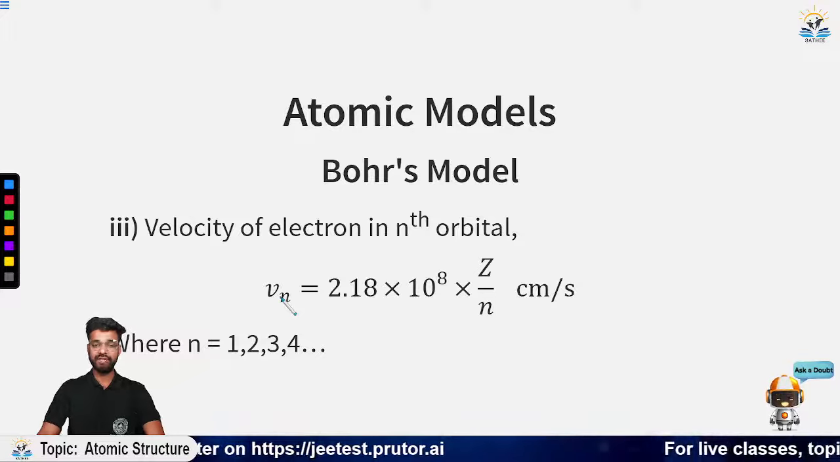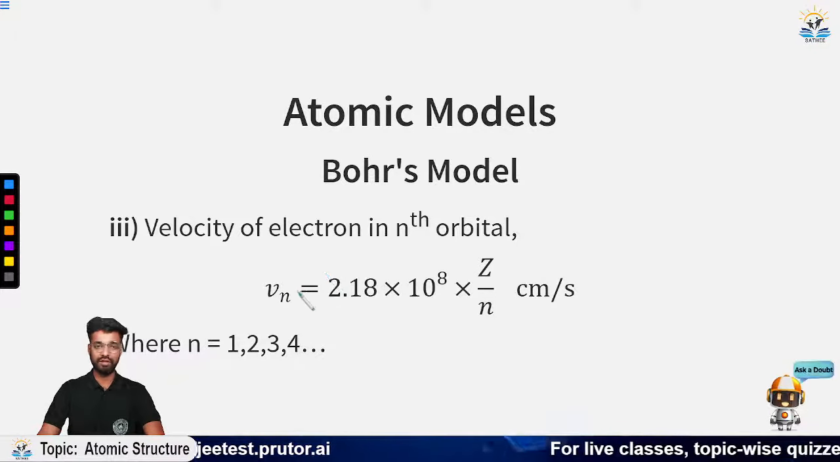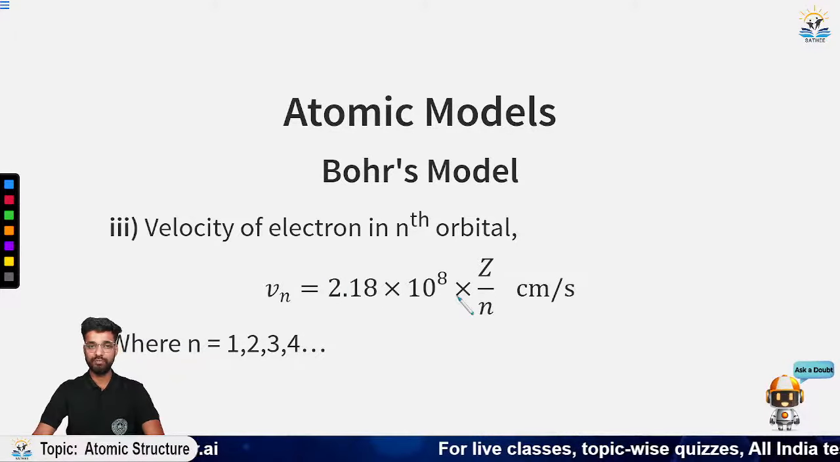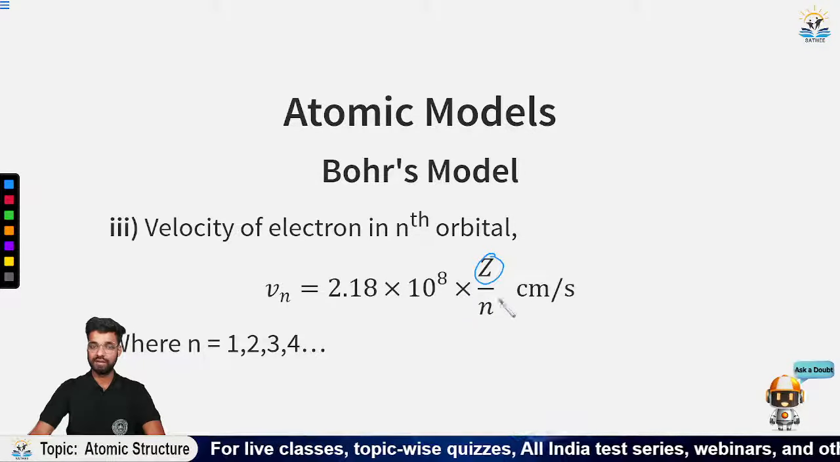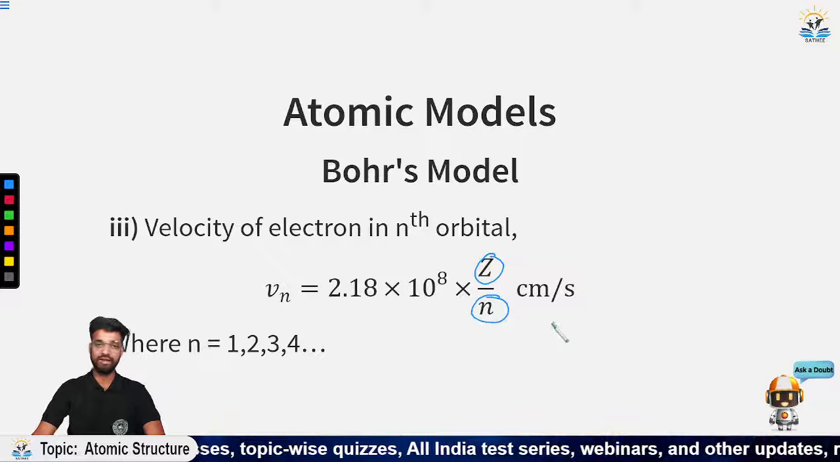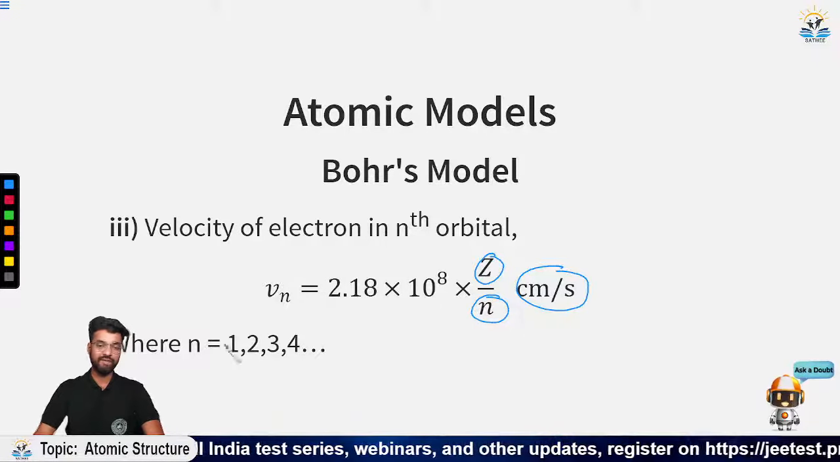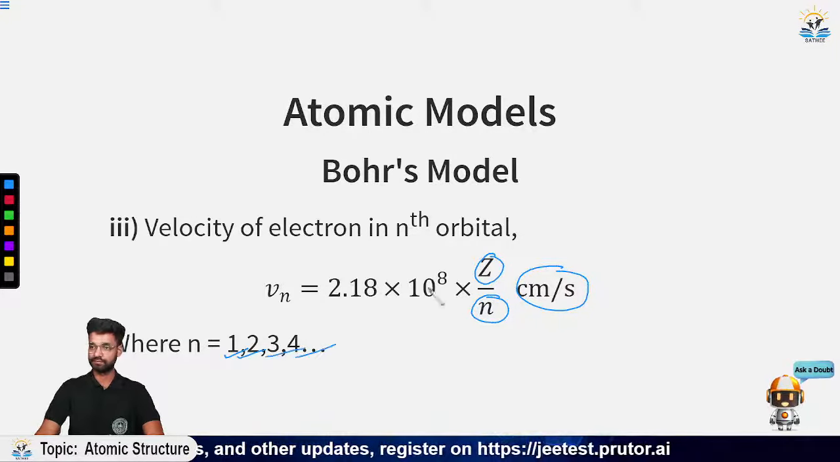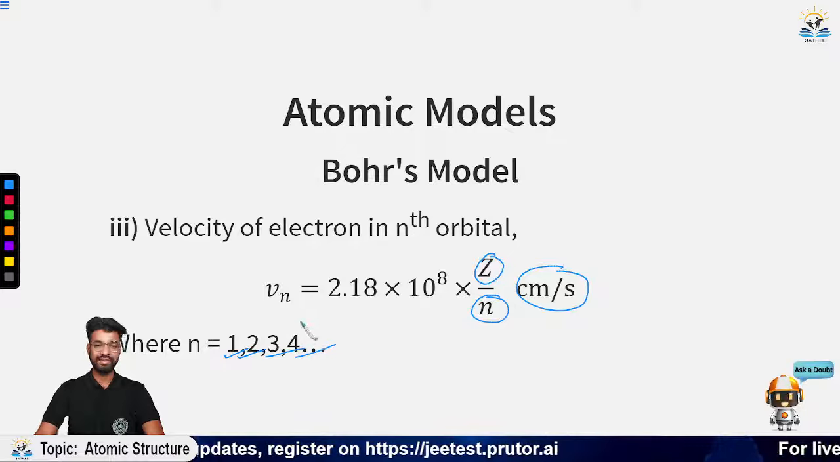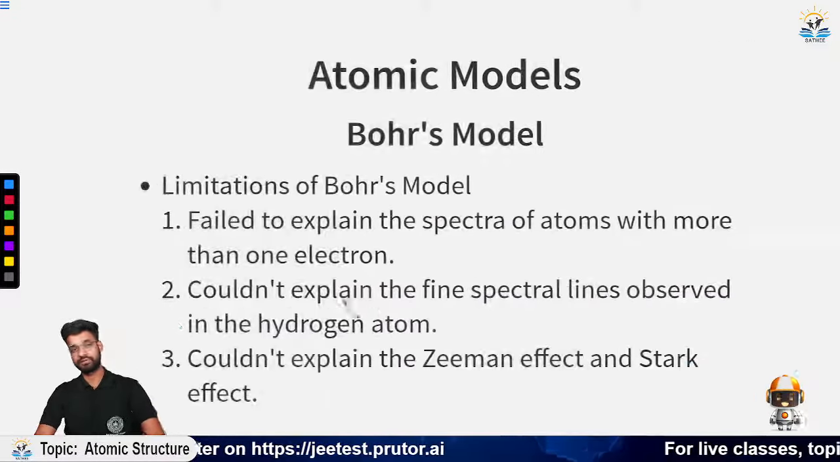Next we have the velocity of the electron. It has a formula of 2.18 into 10 to the power 8 into z by n. So z again here is the atomic number, and n is the nth shell that we are considering. This is in centimeter per second, and n can be any natural number: 1, 2, 3, 4. So in this way we can calculate the velocity of the electron.